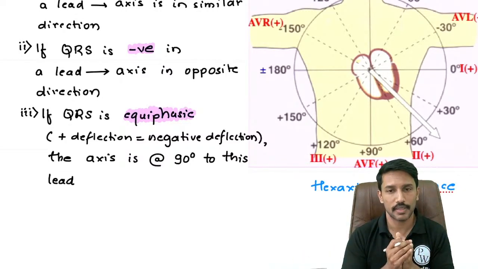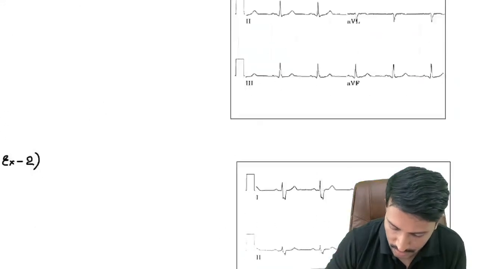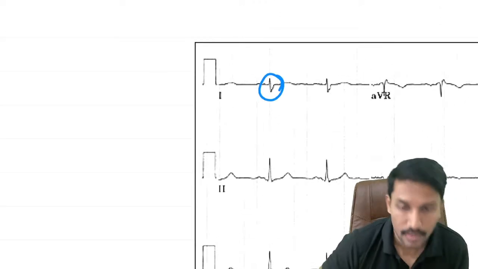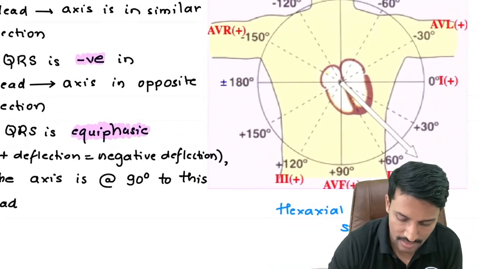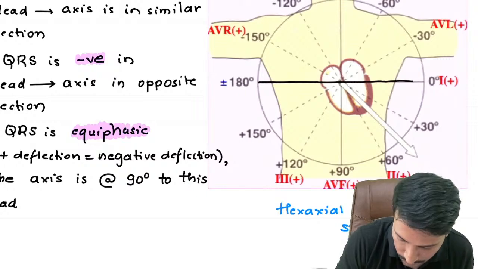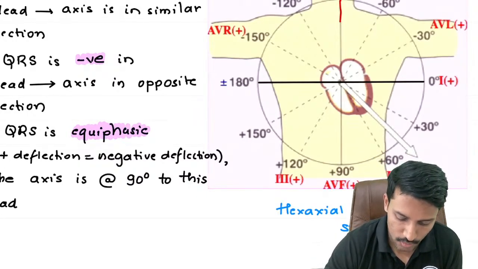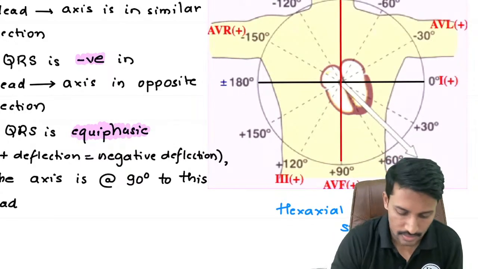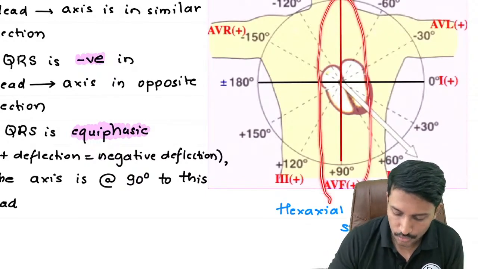So now how will I identify the 90 degree lead? Just look at this. You saw the equiphasic wave in lead 1, right? So from this plane of arrangement, we will identify which lead is 90 degree to lead 1. Lead 1 is this, the black line. Which lead is exactly 90 degree to lead 1? It is AVF, right? 90 degree to lead 1 is AVF. So the axis is in the direction of AVF.